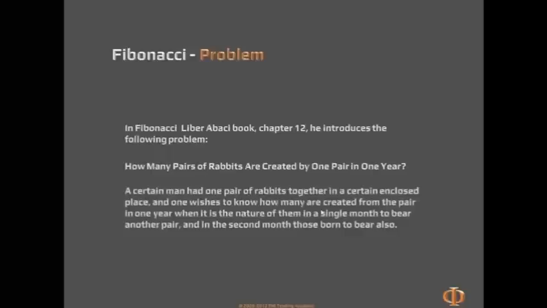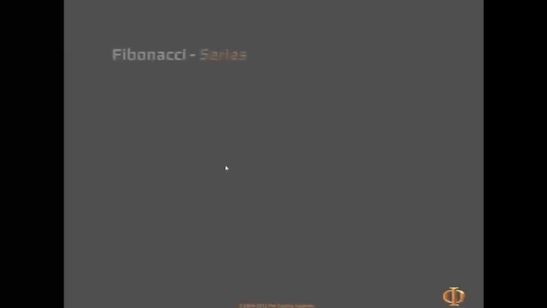If it is in their nature, in a single month to bear another pair, and in the second month, those born to bear also. Okay, so let's play a little with the numbers to get a glimpse into the magic of it. So we start with one rabbit, then another one, yes, male, female, otherwise it doesn't work. Then we have 2, then 3, then 5, then 8. Can you guess the next number? Next number is 13. Next one is 21. Next one is 34.